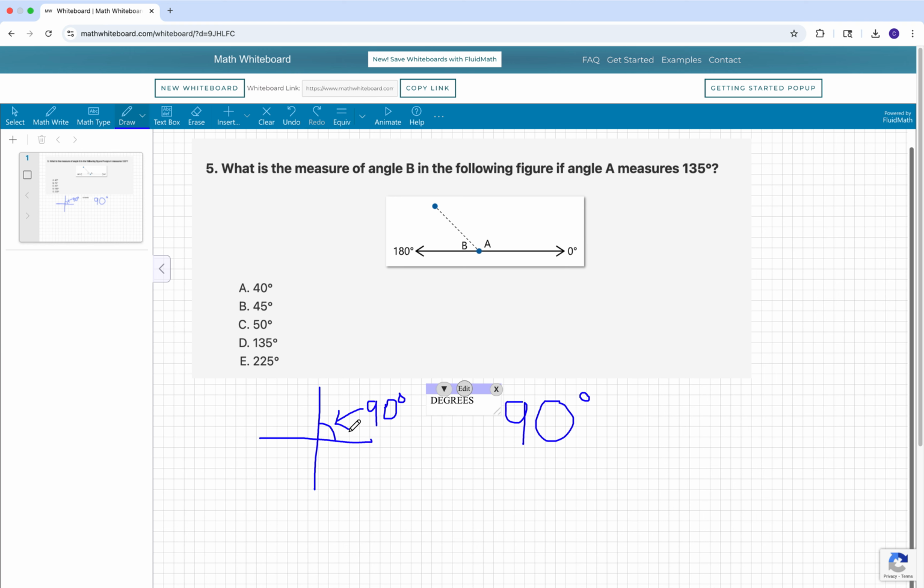Now, with angles, you can divide them in half. If I divide this in half, we get 45, because 90 divided by 2 is 45. So what we learned is this angle is called a right angle. This is 90 degrees. If we take half of this, we get 45 degrees.